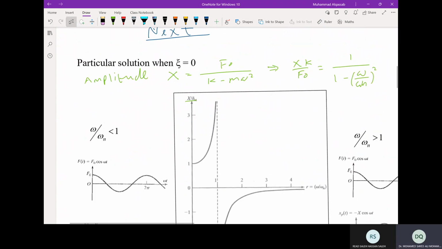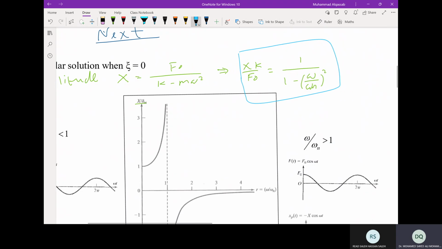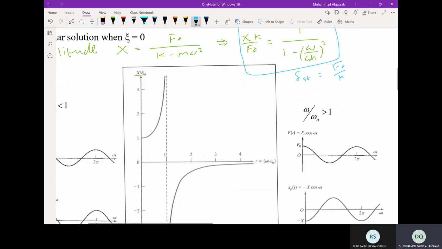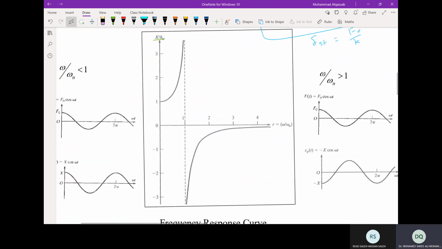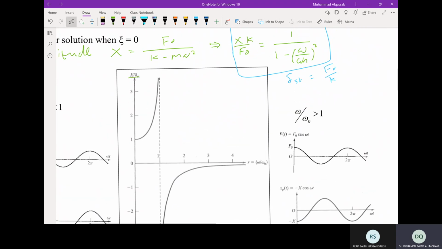So I put the equation as the amplitude ratio, where delta static is f naught over k. This is the plot of the amplitude ratio versus the frequency ratio. In the equation, we have 1 over 1 minus omega over omega n, squared.